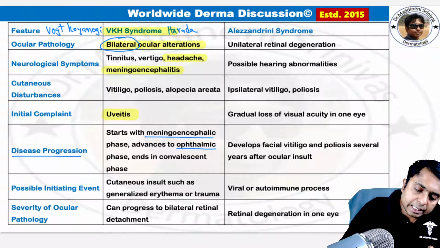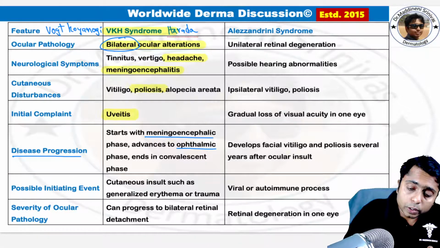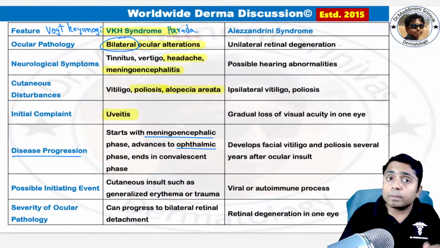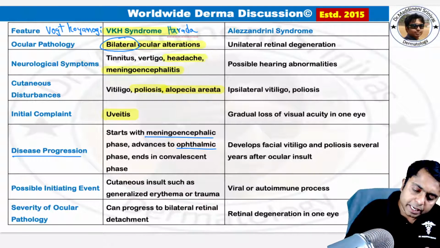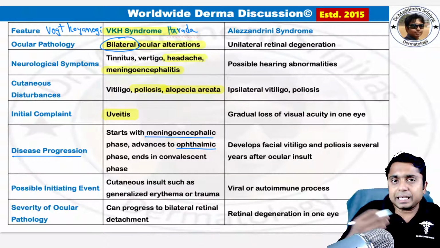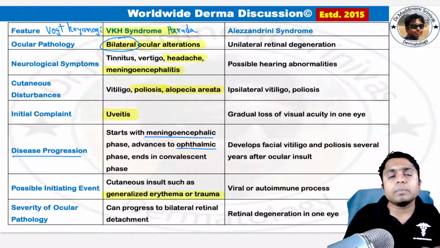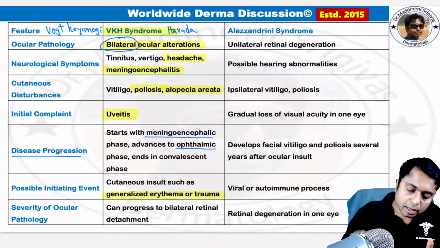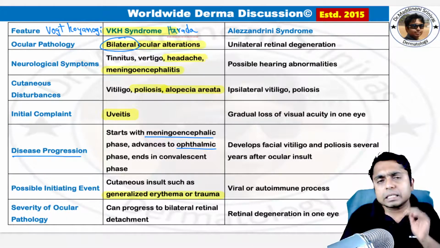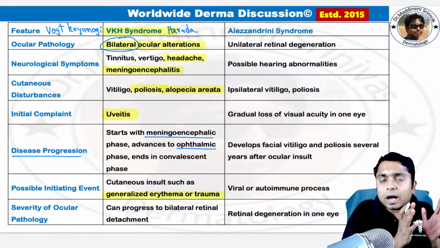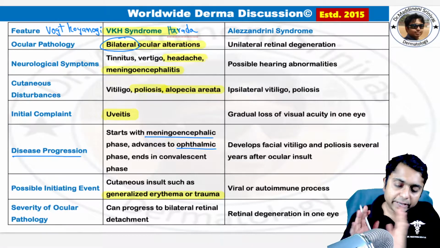Whereas in the cutaneous phase, you have to remember that the patients are going to present with vitiligo, poliosis, and also there can be other associated autoimmune conditions like, for example, alopecia areata. And what is a possible initiating event in the case of VKH syndrome? It is just generalized erythema or some kind of trauma. That is not very important for you. We are going to discuss VKH syndrome also in a separate video, but here we are just looking at the association of vitiligo and VKH syndrome.